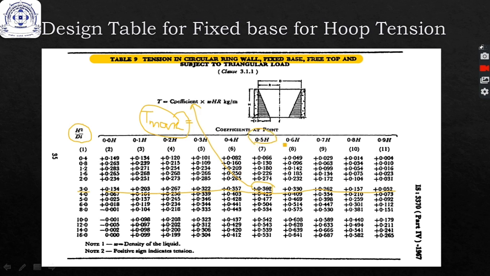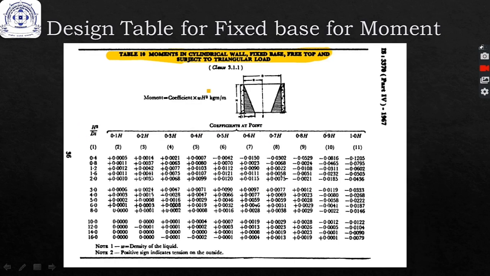So it is not definite here that the value will be as in the approximate method, where we assumed that the value will always be maximum at h by 3 or 1 meter. But this is not h by 3, this is 0.5 times h. So this is the application of the IS code method. Similarly, you can do it for bending moment calculation also.